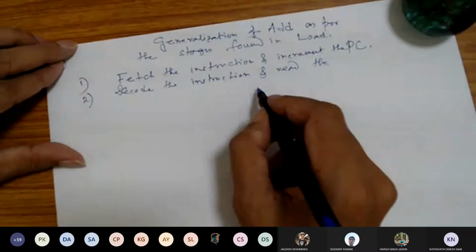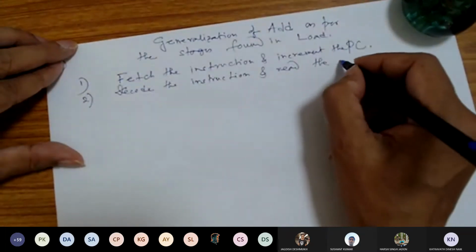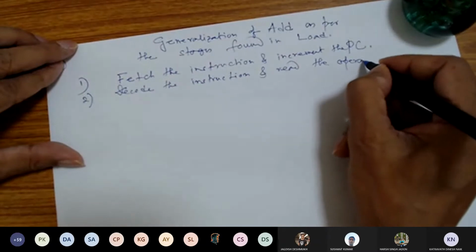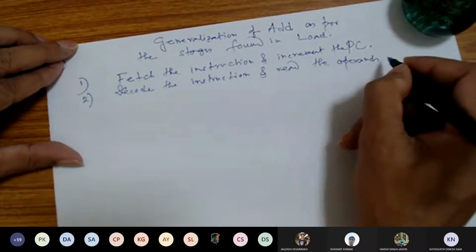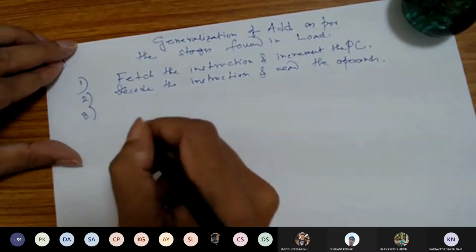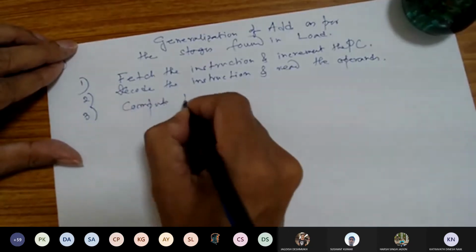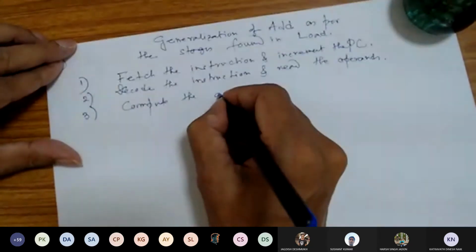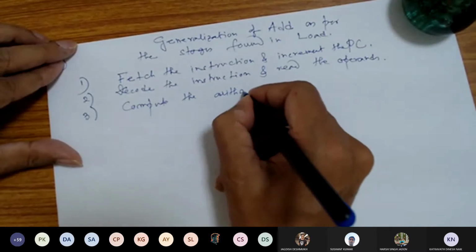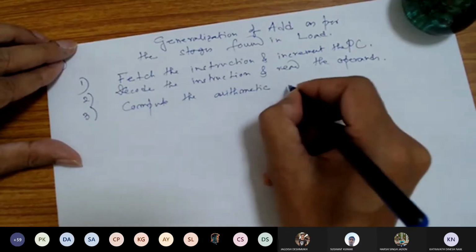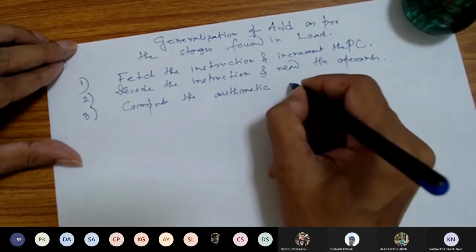So decode the instructions and read the operands. Third is compute the arithmetic operation.